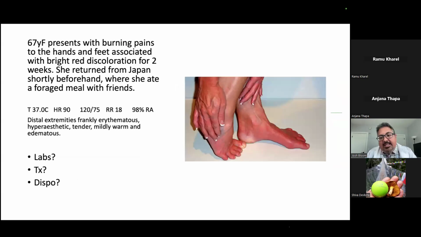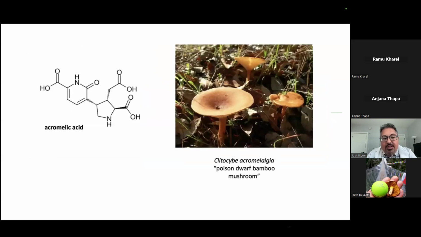This is a case, and this is a person who was exposed to mushrooms in Japan, who developed these kinds of skin symptoms. And this is a rash of the extremities, frankly erythematous with hyperesthesia, so very tender to the touch. These patients, this is not a deadly outcome, but it's generally caused by acromelic acid from Clitocybe mushrooms. And patients who have this type of skin effect from ingesting these mushrooms can often have it last for months and can be a source of chronic pain, even in patients who have these exposures.